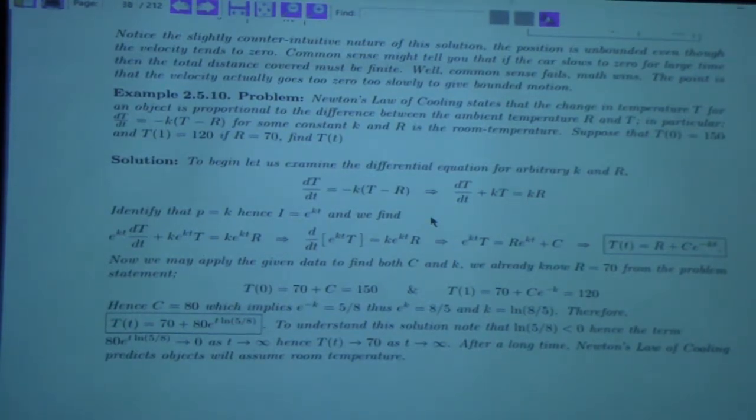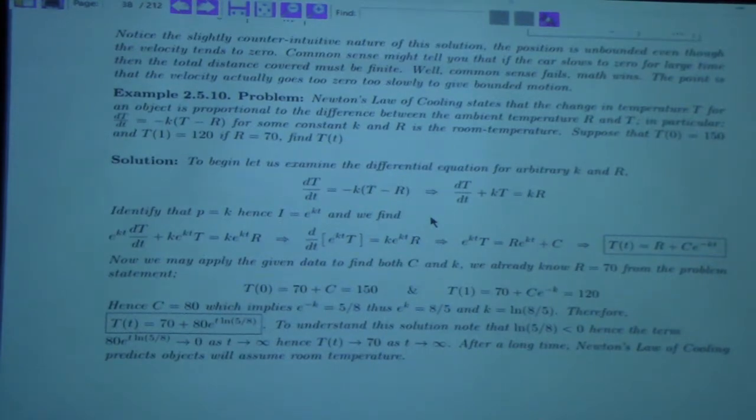This is kind of morbid, but let's see here. So this one I'm given that my initial temperature of the coffee is 150 degrees, and then after 1 minute it cools to 120 degrees. I'm also given that the room temperature is 70 degrees. Like I said, 3 pieces of data.